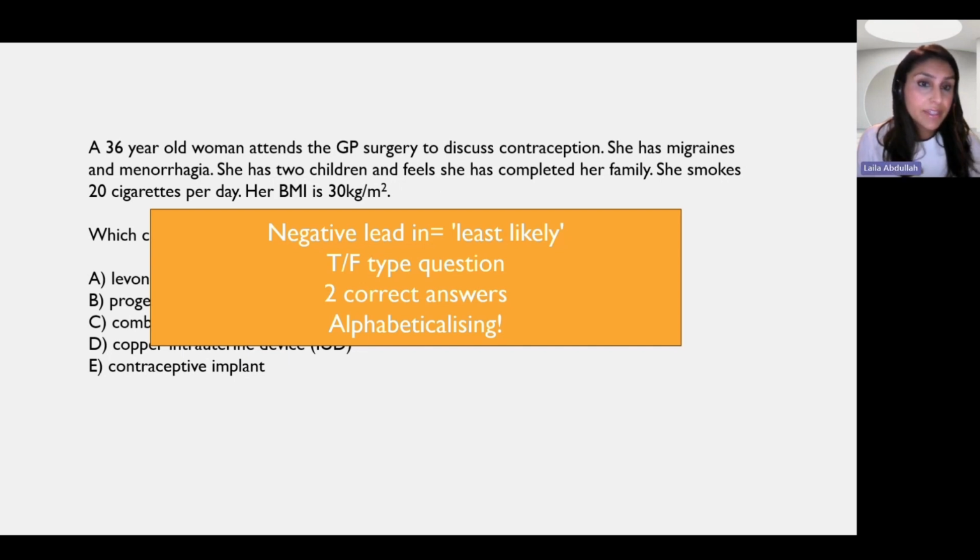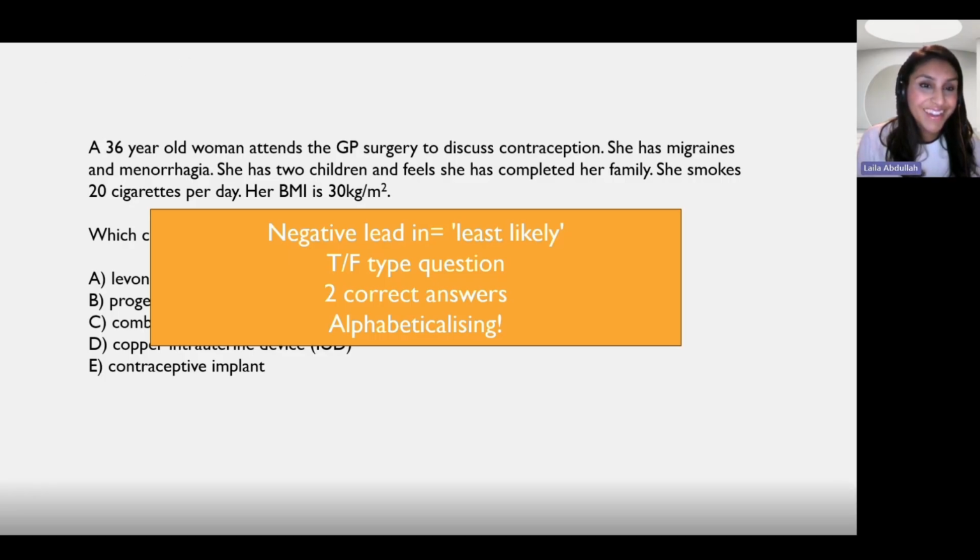This question has a negative lead-in asking about what's least likely. There are 2 correct possible answers, and it's a true-false type question. And yet again, it needs alphabeticalizing.